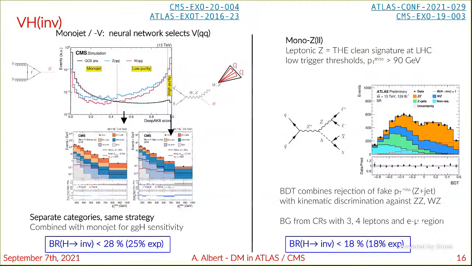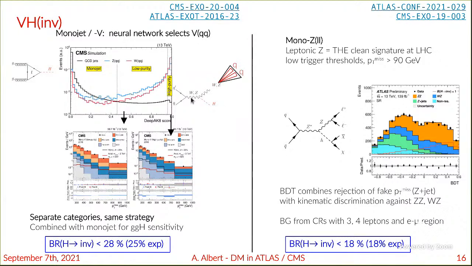And the idea being that if you have this Higgs boson decaying invisibly, and you have this W or Z decaying to quarks, you're basically in a monojet final state, except that the monojet now is not a narrow jet anymore, but it's this fat jet that has two quarks inside. And then you can use a neural network to separate events based on whether they look like they just have initial state radiation from ggH or whether they look like this. And you form categories based on the likelihood of this.